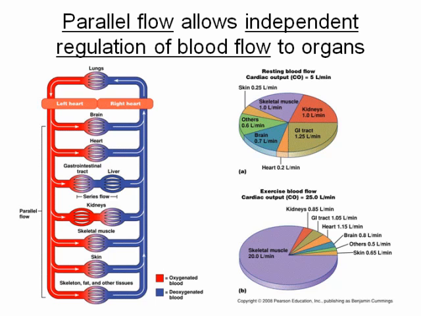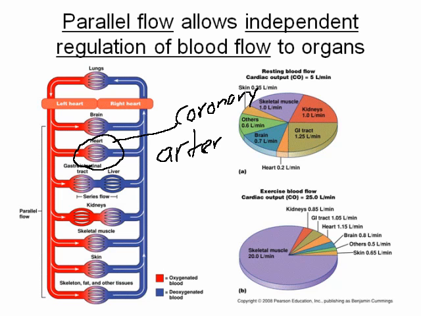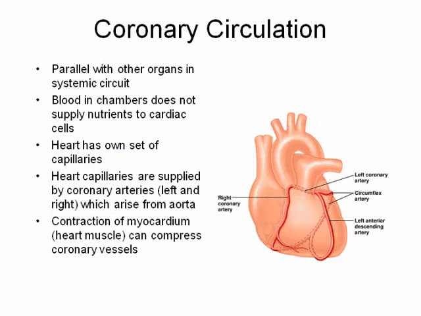So if we go back to this diagram, you see here where it says heart. These are the coronary vessels we're talking about. Coronary arteries. So the blood flowing through these vessels is, of course, nourishing the heart muscle itself. And the blood in the chambers of the heart, that is ventricles and aorta, does not supply nutrients to the cardiac cells. It is the coronary circulation that does that.